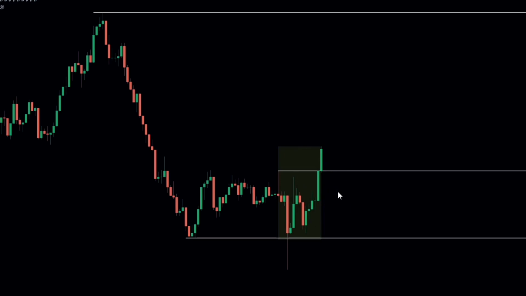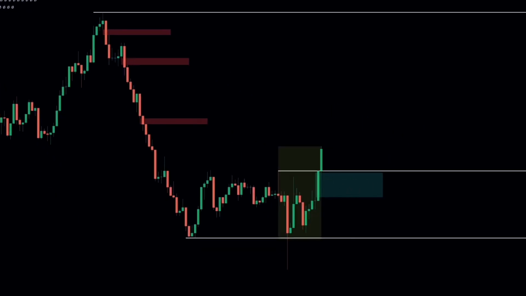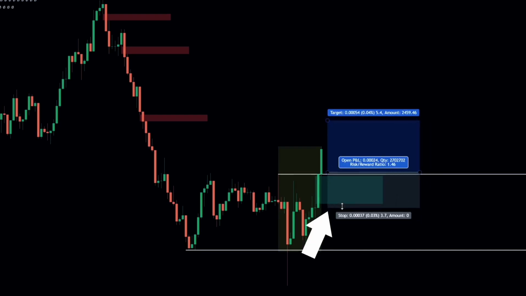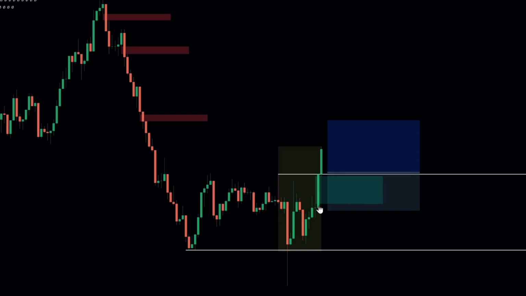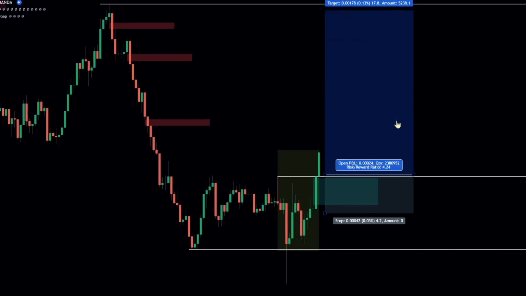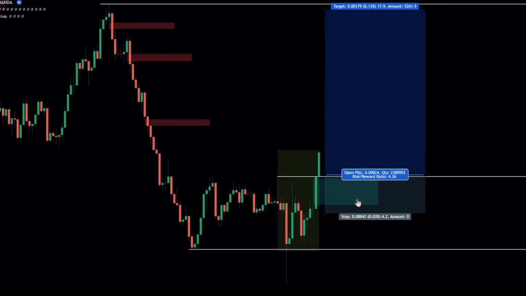Next, we identify the most recent fair value gap and set a buy limit order just above it. This is where our fair value gap indicator comes into play. By clicking the eye icon, we activate it, and as you can see, it has identified a fair value gap right here. We set our buy limit just above it. The stop loss goes below the gap or below the candle forming it. Take profit is set just below the buy side liquidity. If price revisits the fair value gap, it should activate our buy order, ideally heading toward take profit.